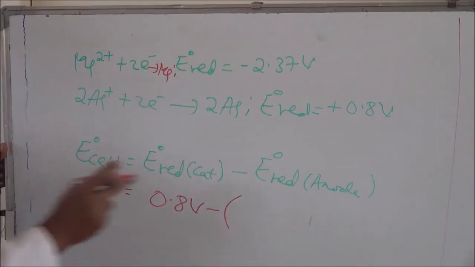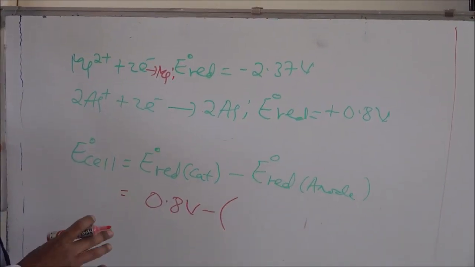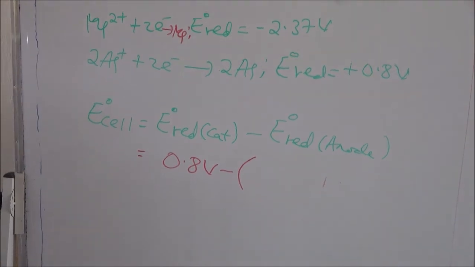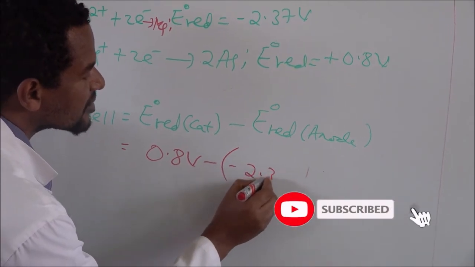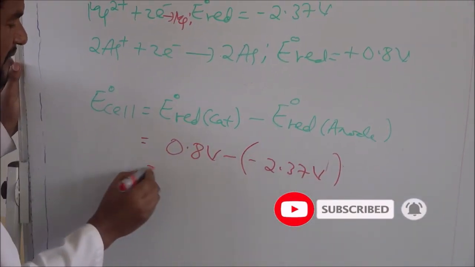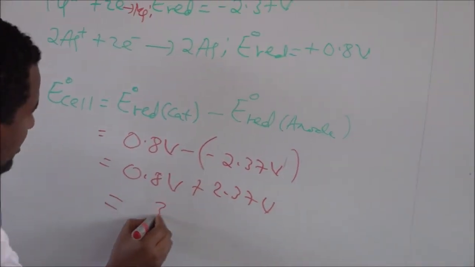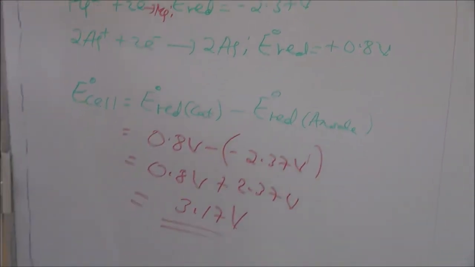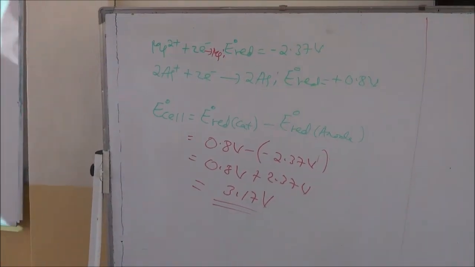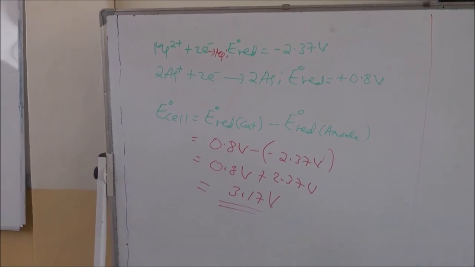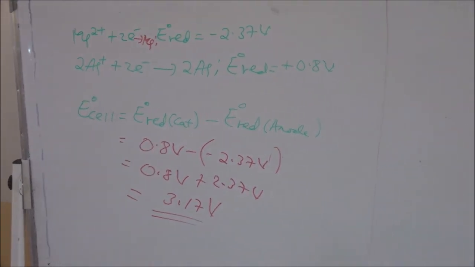Minus, open the bracket, E of reduction at anode. The relation between E of reduction at anode and E of oxidation at anode is that one is the reverse of the other. In the oxidation part, what is given is positive, but the reduction is negative. So here, negative 2.37 volt. Together, minus minus becomes plus: 0.8 volt plus 2.37 volt. You will get the same answer, which is 3.17 volt. So sometimes you may have reduction values, sometimes you may have oxidation values, so you can use this approach. With a different approach, we get the same result, 3.17. This is how to calculate.